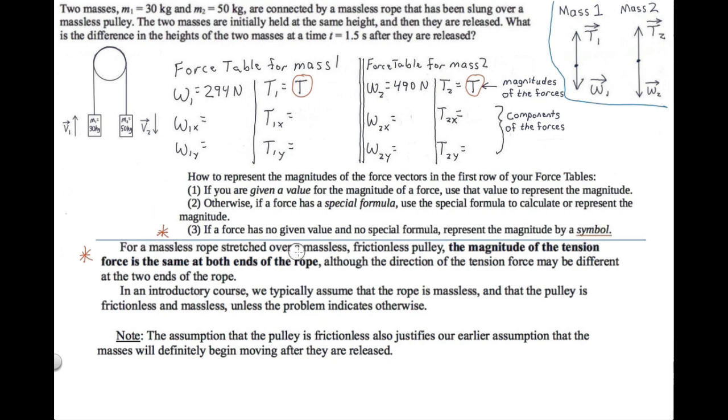For a massless rope stretched over a massless frictionless pulley, the magnitude of the tension force is the same at both ends of the rope. Now, this problem doesn't explicitly say that the pulley is frictionless, but in an introductory course, we can assume that the pulley is frictionless, unless the problem indicates otherwise. So, the magnitude of the tension force exerted on mass 1 will be the same as the magnitude of the tension force exerted on mass 2. So, we can use the same symbol, capital T, written without an arrow on top, to stand for the magnitude of the tension force exerted on mass 1 and for the magnitude of the tension force exerted on mass 2 in the first row of our force tables.